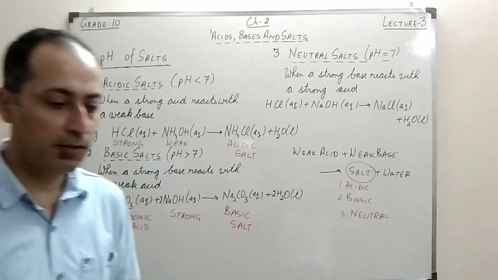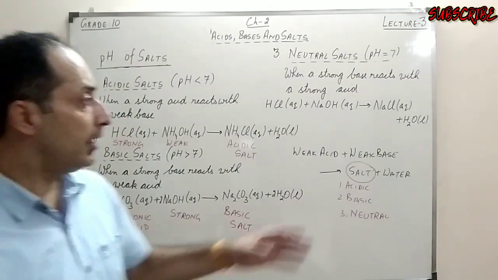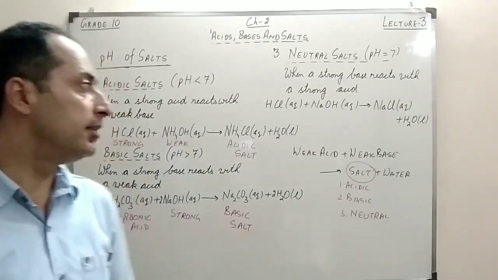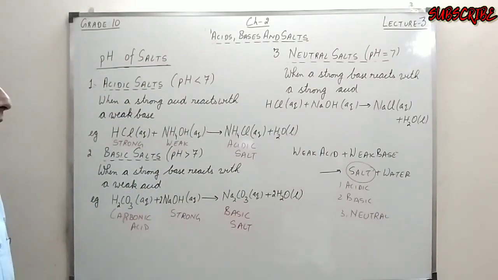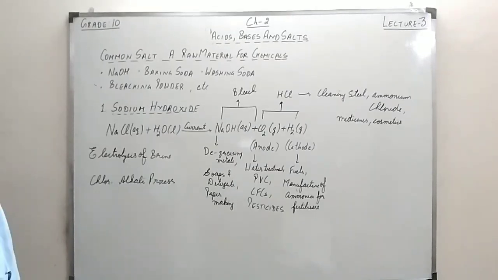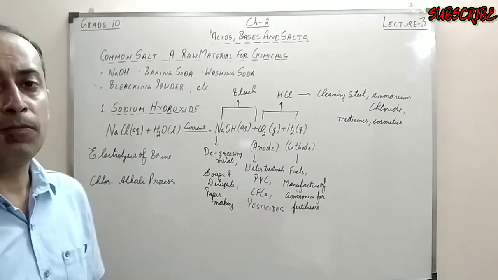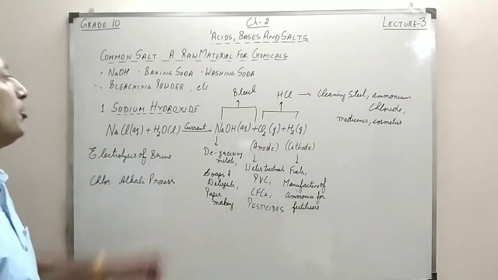Now the next topic that we are going to study is sodium chloride. We can get many chemicals from sodium chloride, right? Sodium chloride is common salt. We require it for the food we eat, otherwise the food doesn't become tasty, right? So now let's discuss the chemicals which we can get from this common salt. The first chemical we get from sodium chloride is sodium hydroxide.